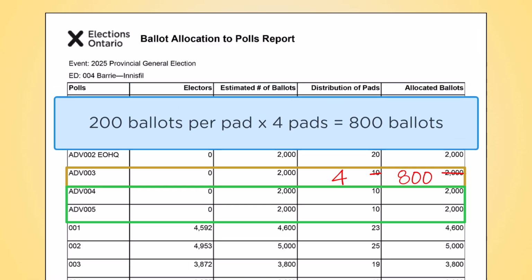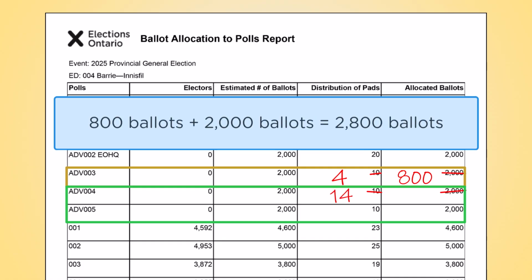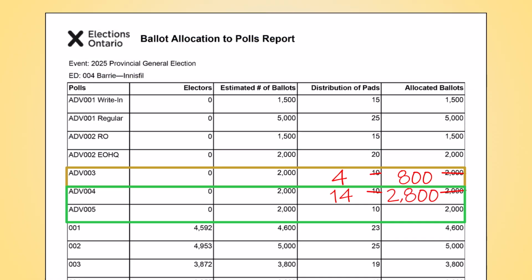We'll start by reallocating 800 ballots to ADV 004. Cross out the 10 in the distribution of pads column and add 4 pads for a total of 14. Then in the allocated ballots column, add 800, bringing the total to 2,800. Now we'll reallocate the remaining 400 ballots to ADV 005. Cross out the 10 and add 2 for distribution of pads, and cross out 2,000 and add 400 in the allocated ballots column.